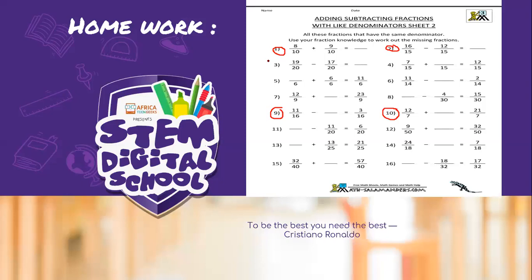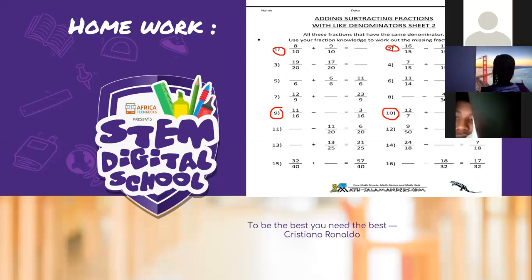I see that time is up. This is just a quote, don't worry about this. This is just a quote from Cristiano Ronaldo. So just take down the homework and then we're done. As he says, to be the best, you need the best. Simple as that.